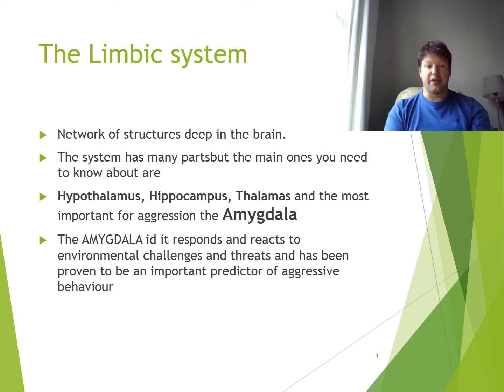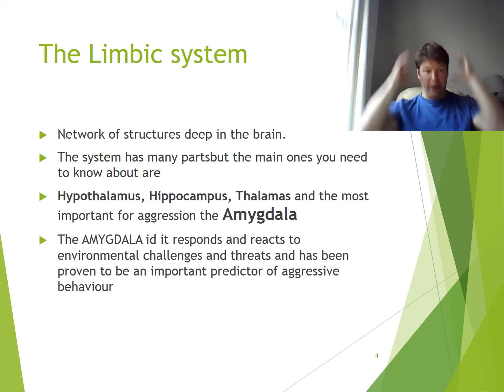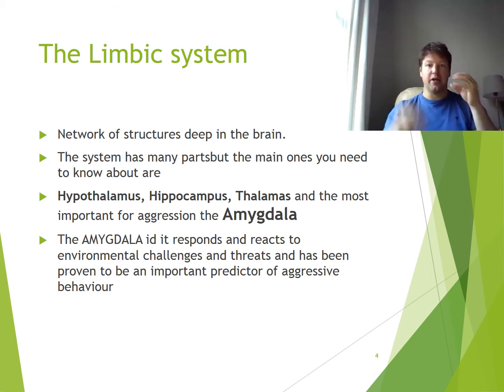It responds and reacts to environmental challenges and threats, and has been proven to be an important predictor of aggressive behaviour. So all of these things exist right in the middle of our brain, which would say to anyone, evolutionarily, biologically, that they've been around the longest. They hold the key to the inbuilt network structures, everything that's going on. Our brains may have got bigger and our cortex may have got bigger, but they are in there and they've been around for a very, very long time, basically helping us to survive.